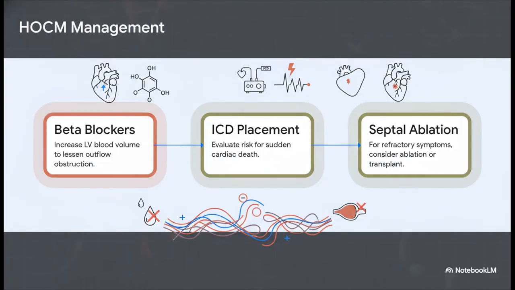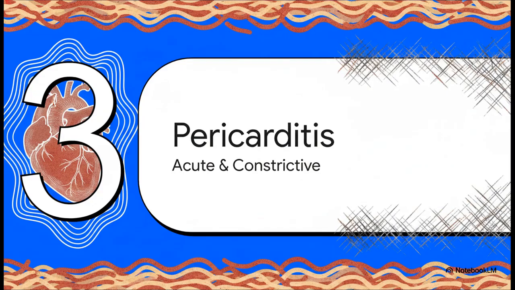All right, here's your exact decision logic for managing symptomatic HOCM. Step 1 is beta blockers or non-dihydropyridine calcium channel blockers. Why? Because they increase diastolic filling time and LV blood volume, which actually pushes the outflow tract open and lessens the obstruction. You have to actively avoid dehydration and vasodilators, since they drop LV volume and make the murmur way worse. Step 2, evaluate the risk for sudden cardiac death. If they have prior syncope or a family history, they need an implantable cardioverter defibrillator. And if they're still symptomatic despite maxed out meds, you escalate to septal ablation, surgical myectomy, or even a cardiac transplant.